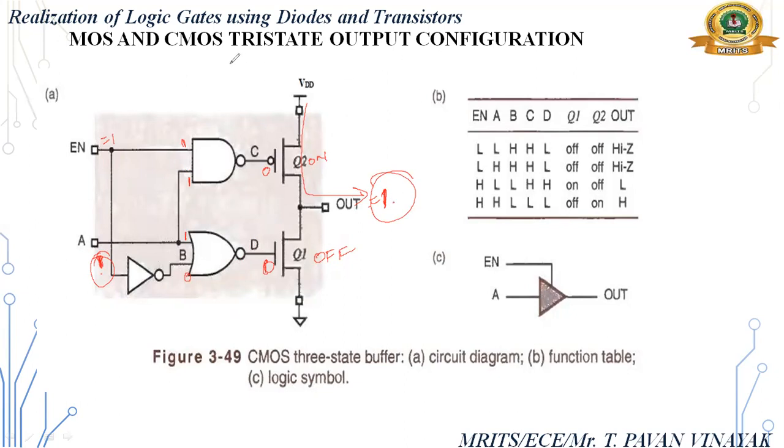So that is the CMOS tri-state for buffer. This is buffer. If they ask NAND or AND, if they ask AND, put one more input here, take one more. This is the CMOS tri-state configuration.